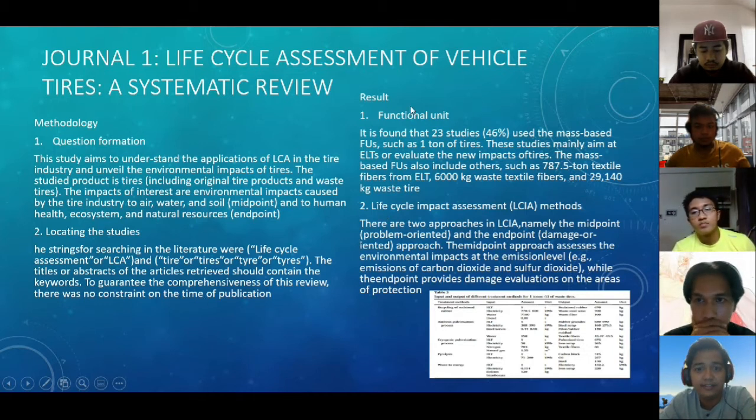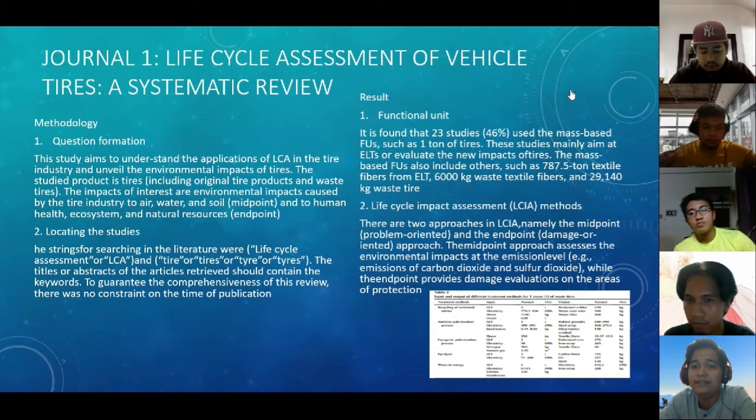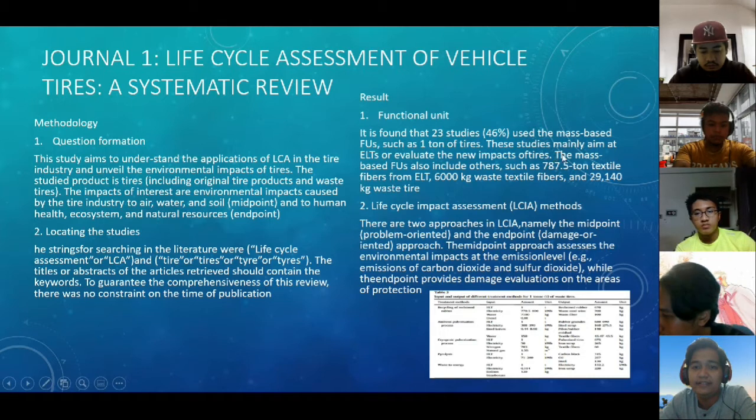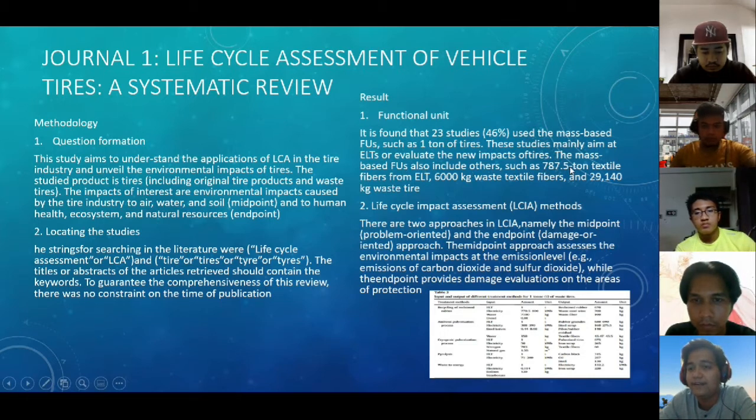So the results for the journal. First, functional unit: it was found that of 20 studies, 46% use the mass-based FU such as 1 ton of tire. The mass-based FU also includes others such as 787.5 ton textile fiber from ELT, 6,000 kilogram waste textile fiber and 29,140 kilogram waste tire.